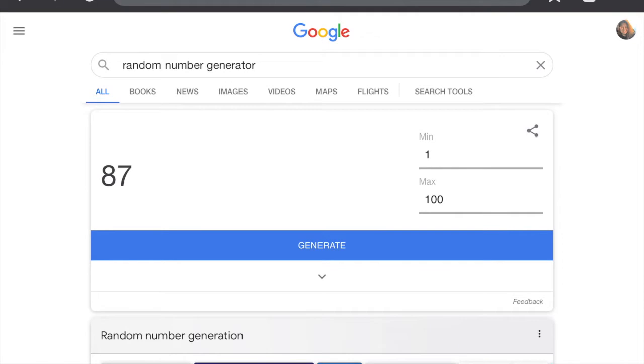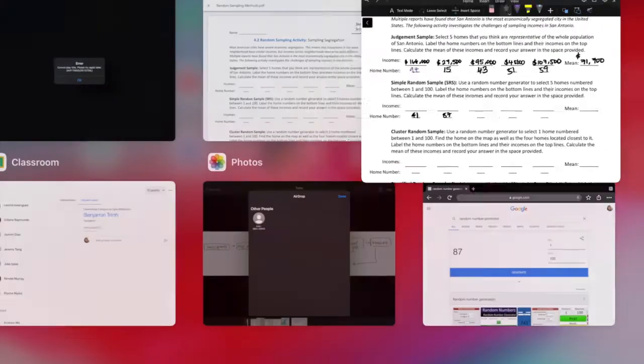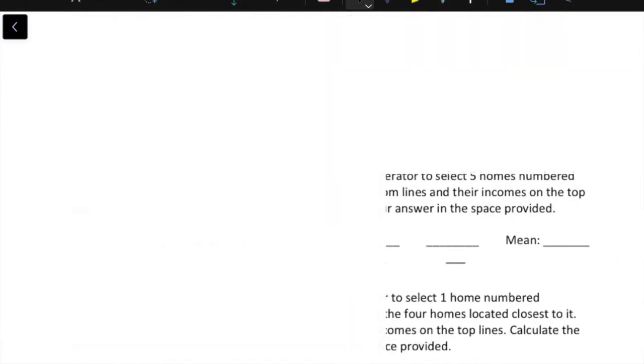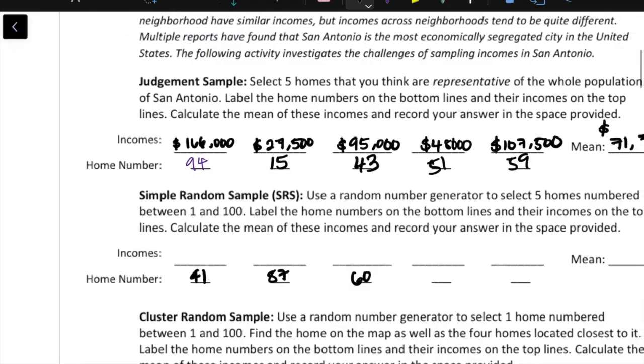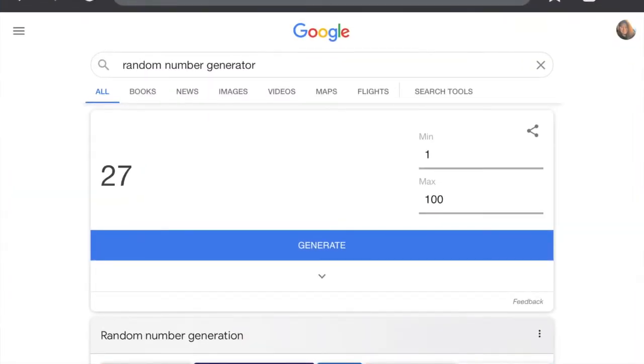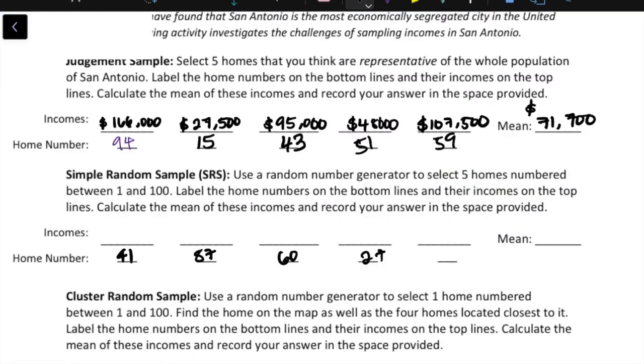Next, 87. Next is 60. Next, 27 and 71. So we got 27 and 71. Now I'm going to look at that chart to find out what all those incomes are. I'm going to write them down and then jump ahead so that y'all can see it.